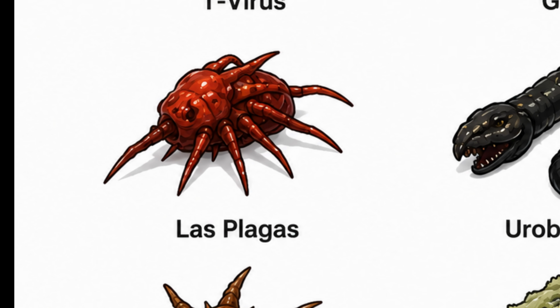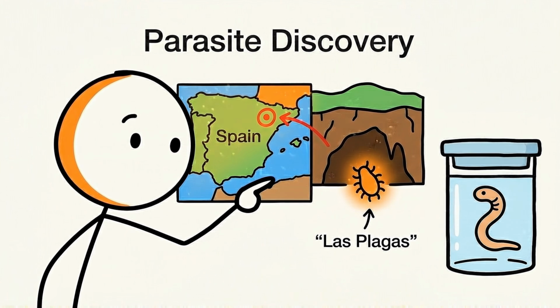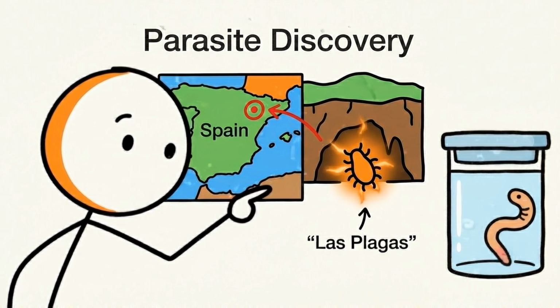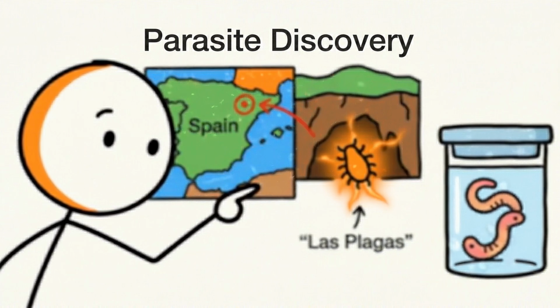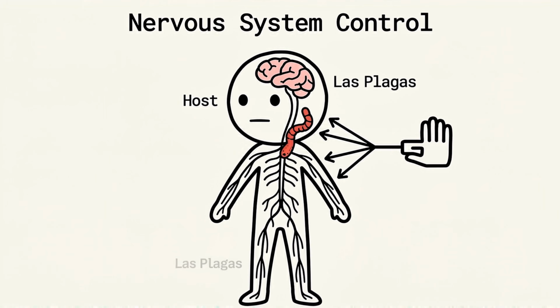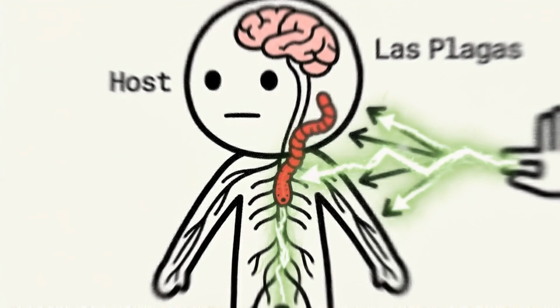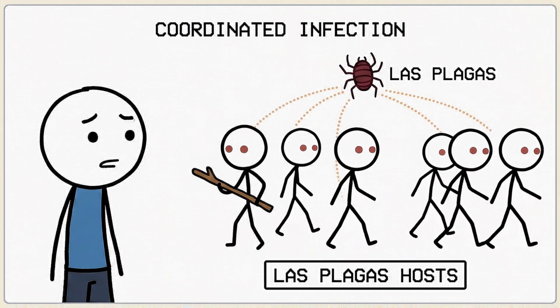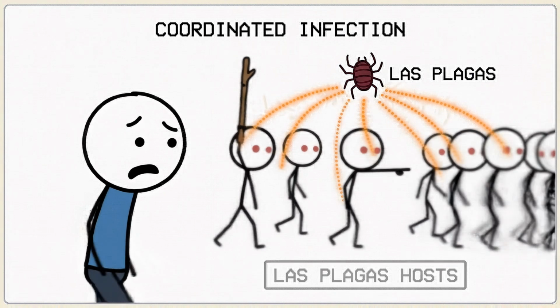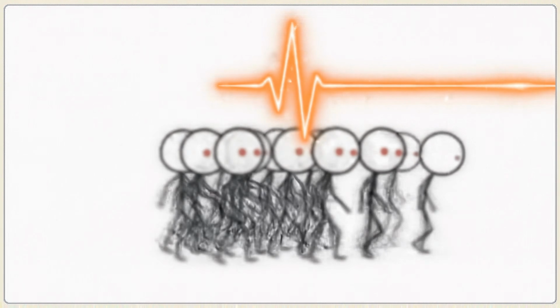Las Plagas. Las Plagas is not a virus but a parasite, discovered in a remote region of Spain. Once inside a host, it attaches to the nervous system and allows external control while keeping the host fully conscious. Infected individuals can follow orders, use tools, and even coordinate attacks, making them far more organized than traditional zombies.